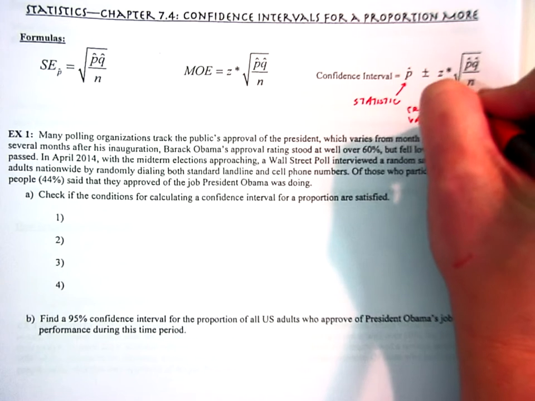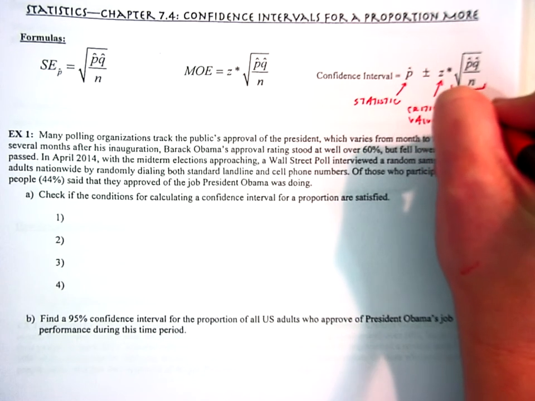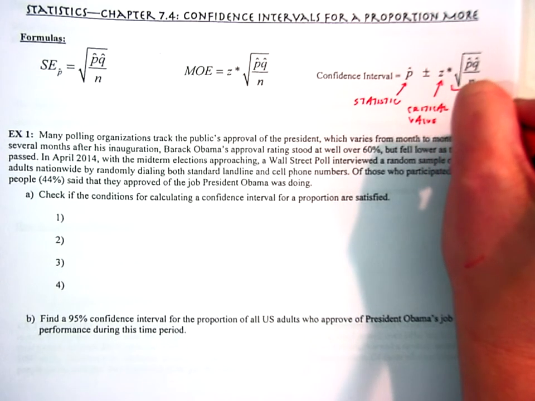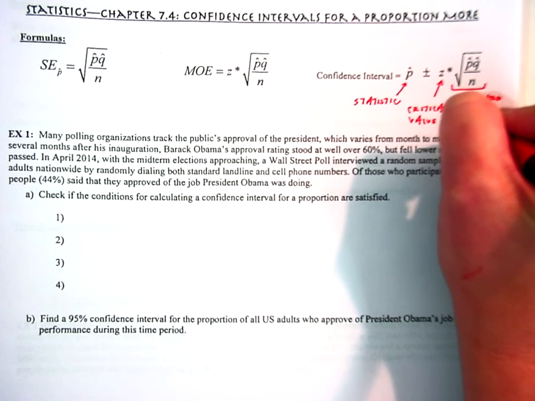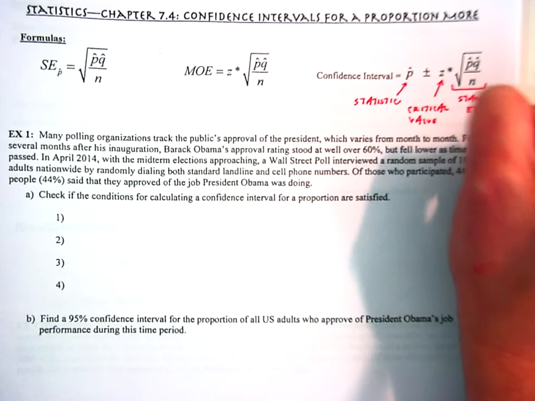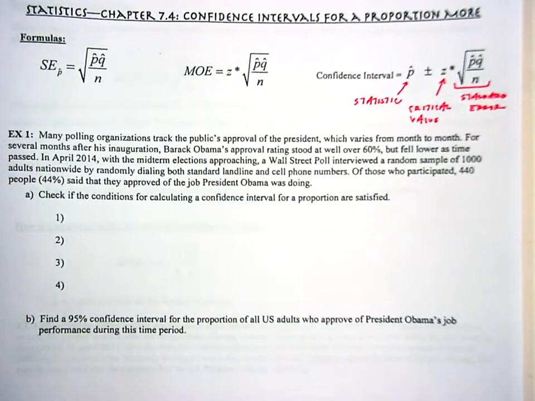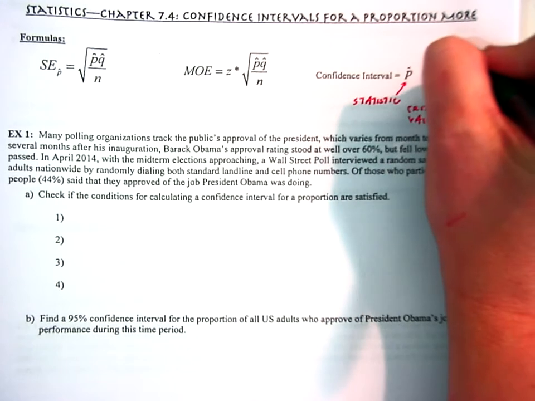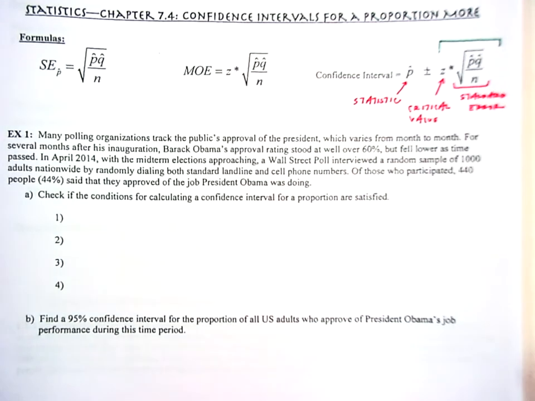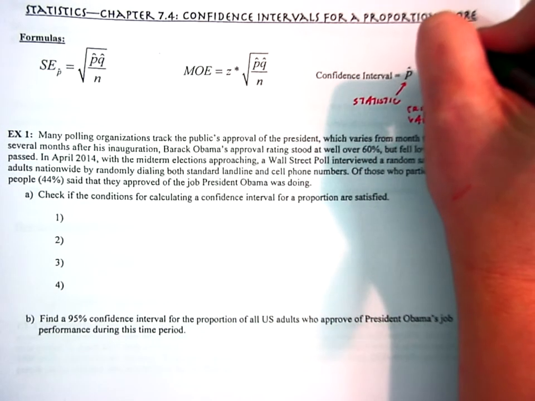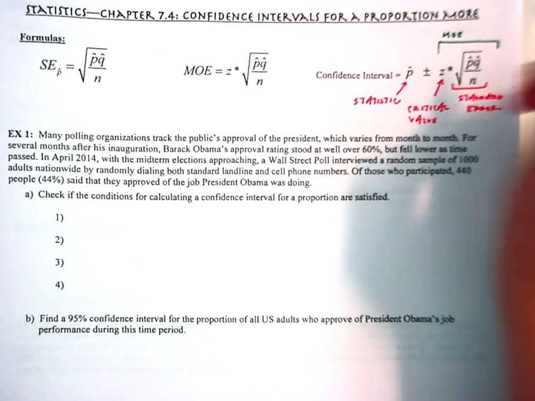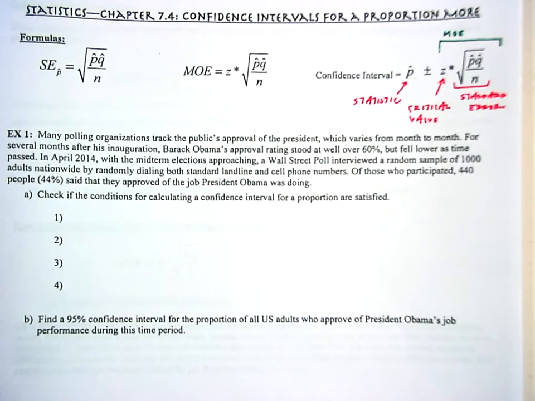And then here is the standard error. And then all together, that critical value times the standard error is the margin of error. I'll just write MOE. So we've seen that before, that it's always our statistic with the margin of error attached. Now we're just being more technical in how we calculate the margin of error.